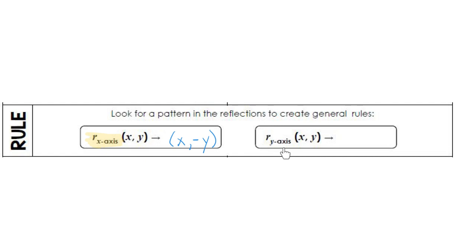Now, when I reflect over the y-axis, with my x and y values, the only thing that changes is my x value turns negative and my y stays the same. So that is the rule you can apply for reflections over the x and the y-axis. You can count out the spaces to figure out where the new point would be, or you can just apply the rule for reflecting over those axes.